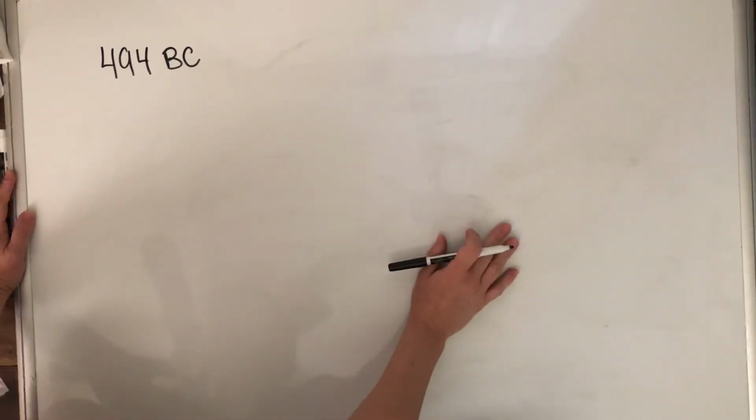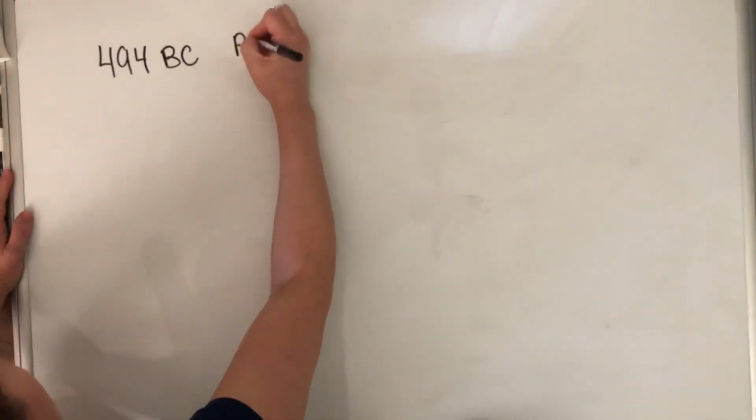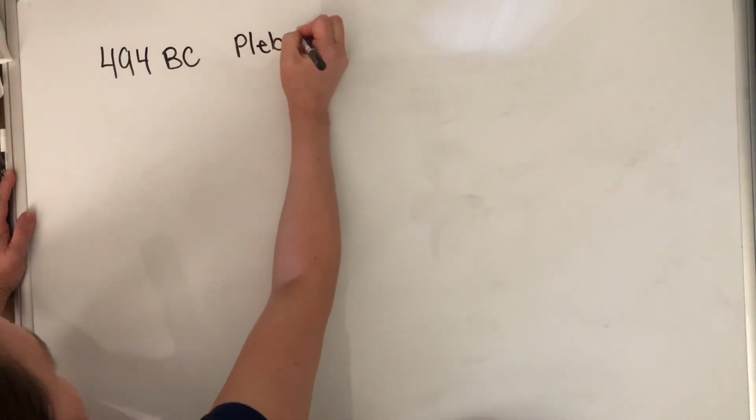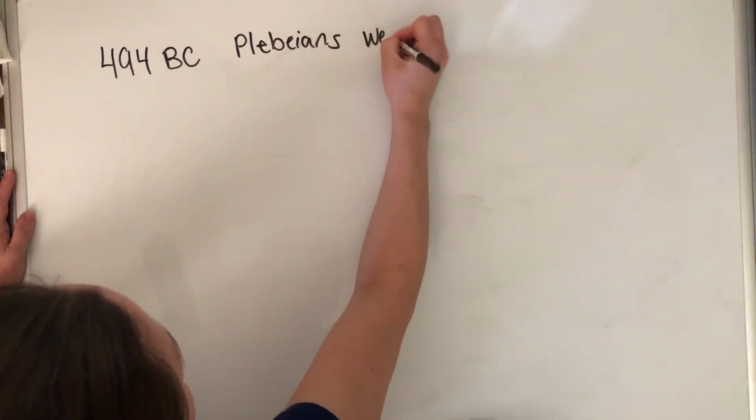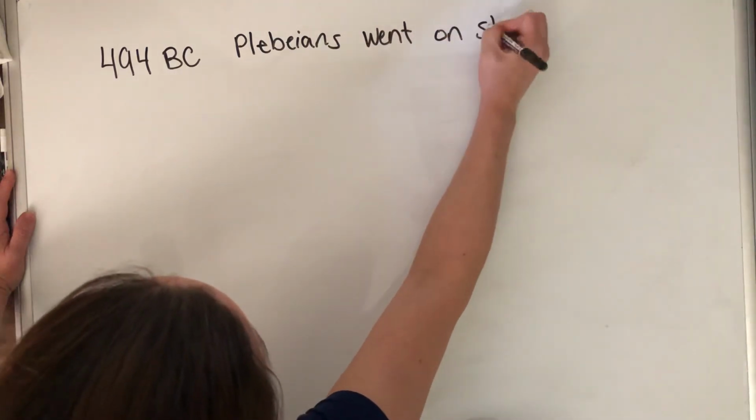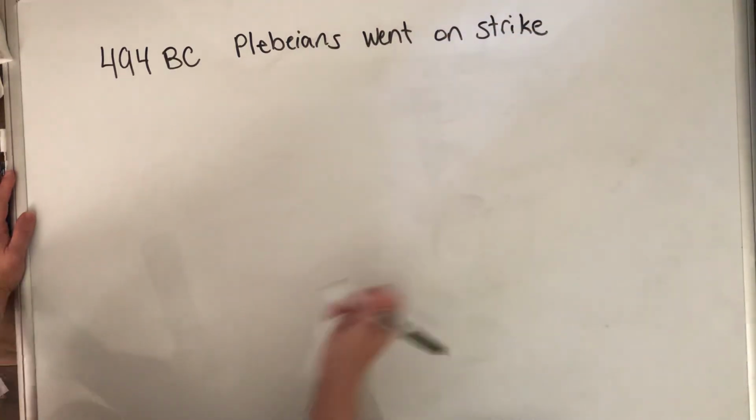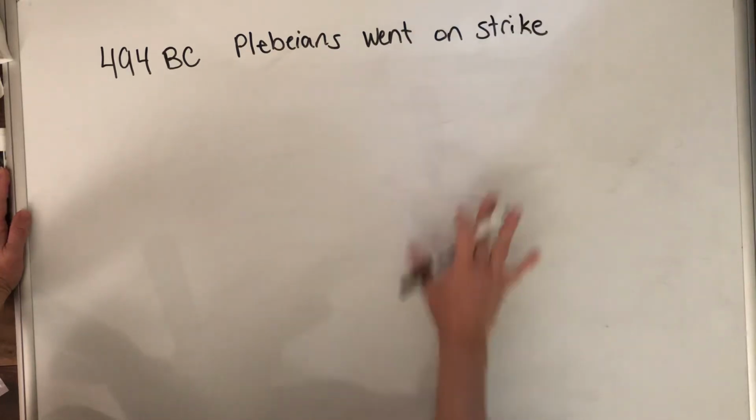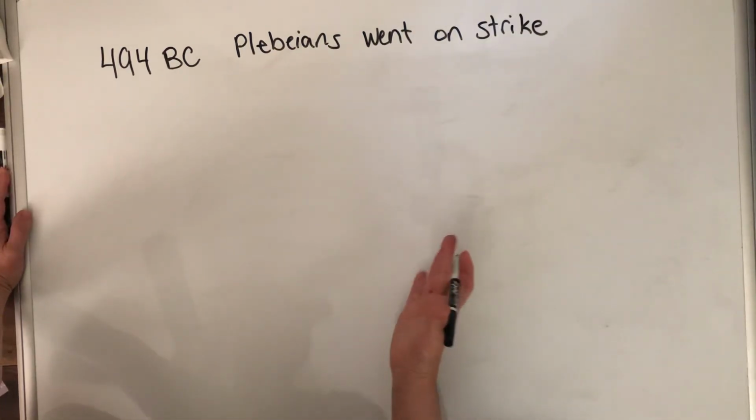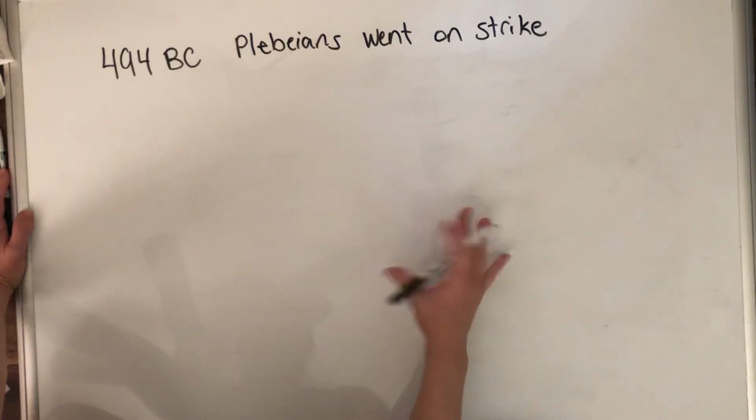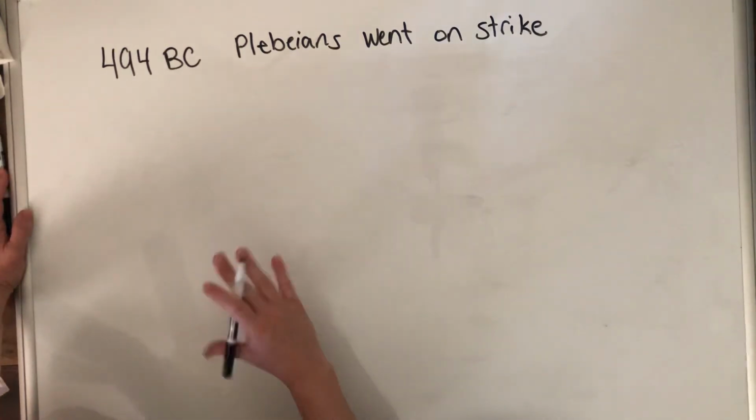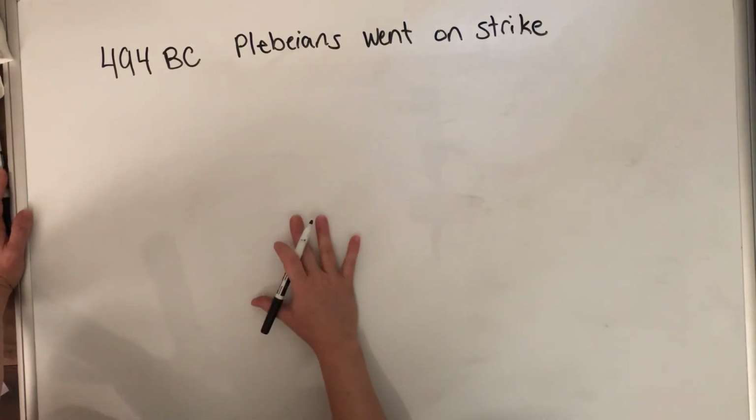All right, so in 494 BC, the plebeians decided they had had enough and they were going to go on strike. Now, the plebeians did everything around the city. They're the ones who worked everywhere. They worked for the patricians. So if they left, who's going to do everything?